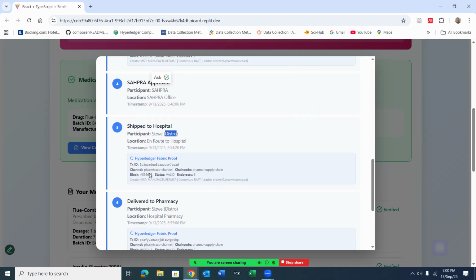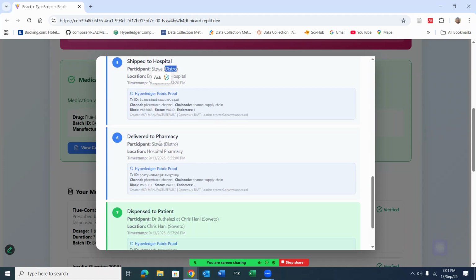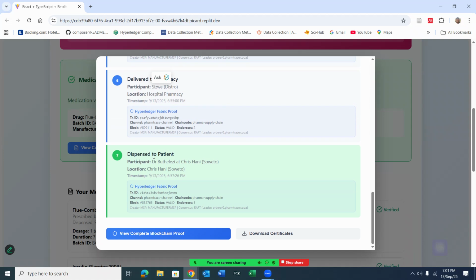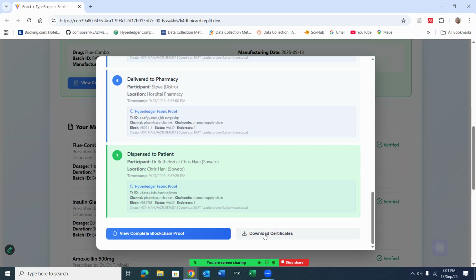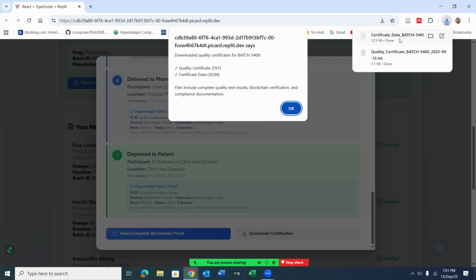And then it was delivered at the hospital. And then it was dispensed by Dr. Buthelezi at Krizani Hospital in Soweto. Then they can also download the certificate. If they want to, they can view it.